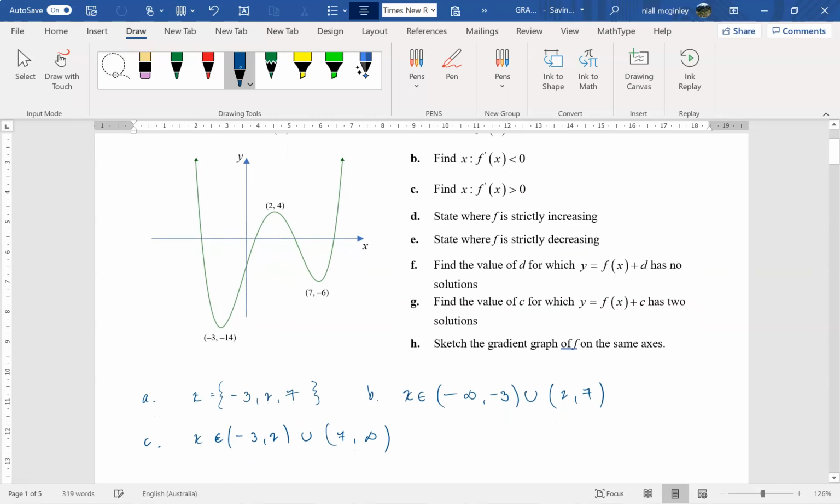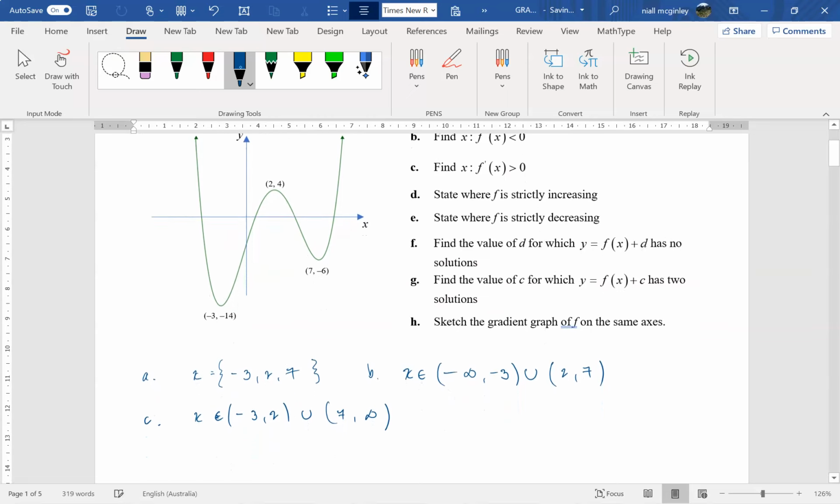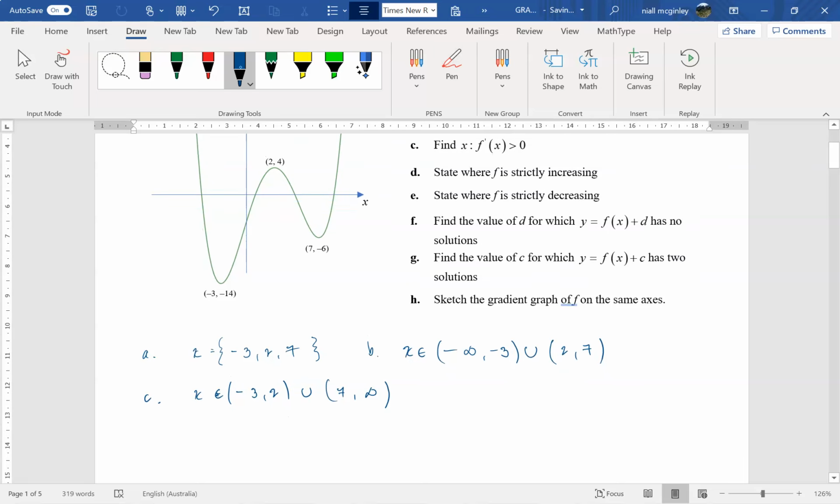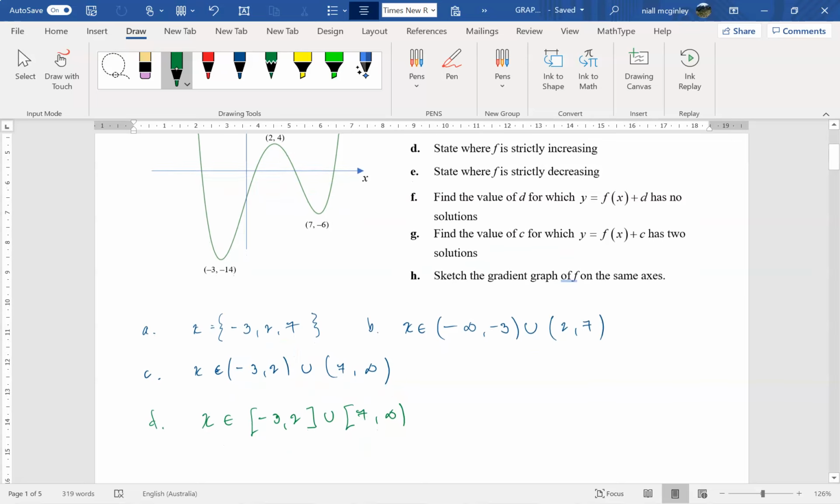So in this question here, state where f is strictly increasing. When it asks where it's strictly increasing, basically where the gradient is positive, it's going to be similar to C, but the key word here is strictly. When it says strictly, you actually include the points of 0 gradient. So the answer for this question is going to be from -3 to 2, including, or 7 to infinity. Obviously, we never include infinity. Strictly increasing means that you do include the points of 0 gradient.